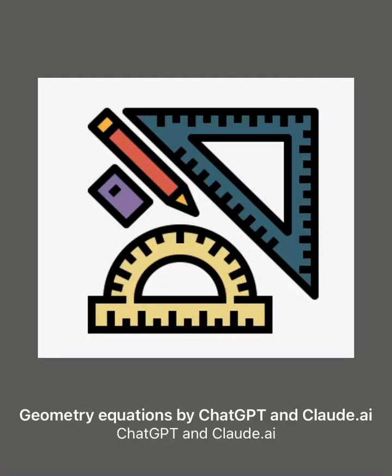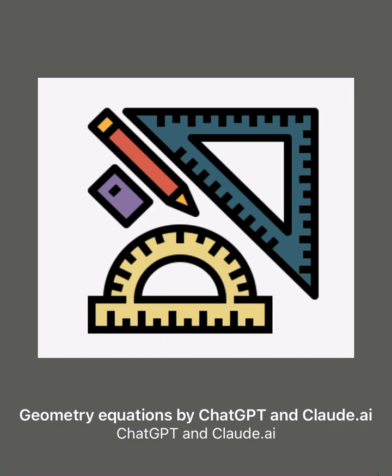The area of a circle equals pi times radius squared. The area of a rectangle equals length times width. The area of a triangle equals 1/2 times base times height. The circumference of a circle equals 2 times pi times radius. The area of a square equals side length squared.